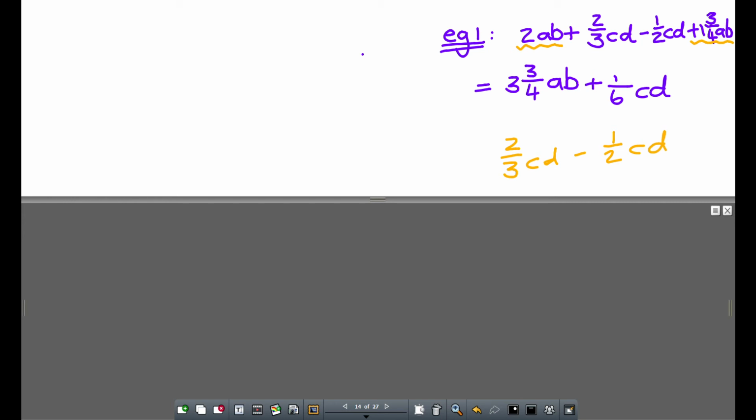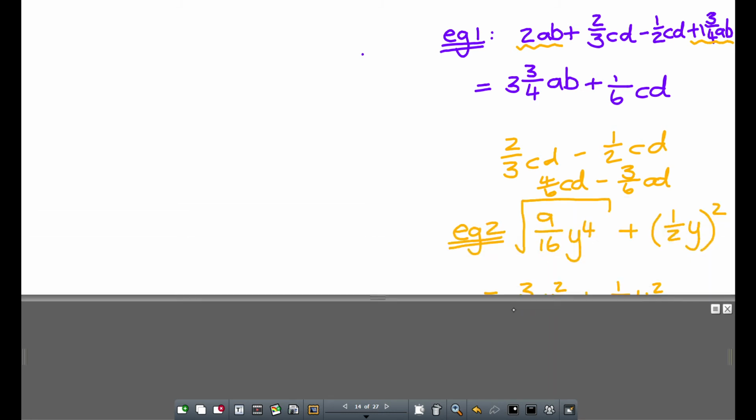3 times 2 is 6. Okay, so that would become 4/6 CD minus 3/6 CD. There, you guys all get that part? Okay, now once denominators are the same, then I can look at the numerators. So the 4 minus the 3 gave me that 1/6. And it stays CD. Okay. Who is not with me up until there? Everyone understand? Okay, let's look at the next example.